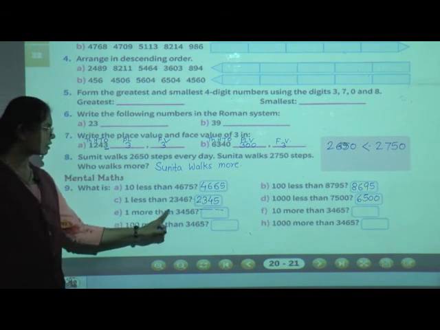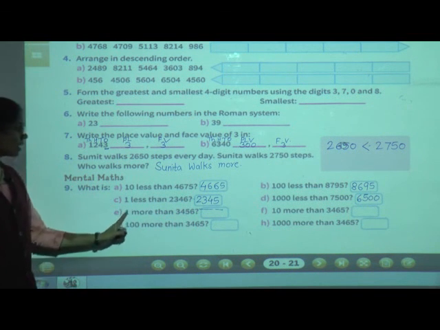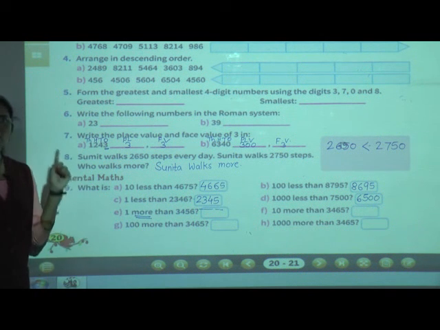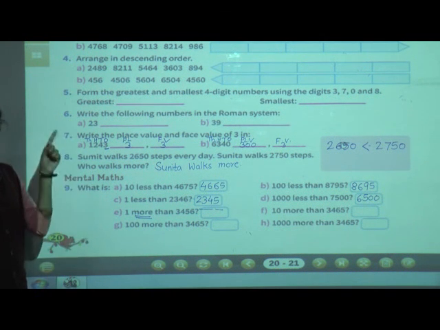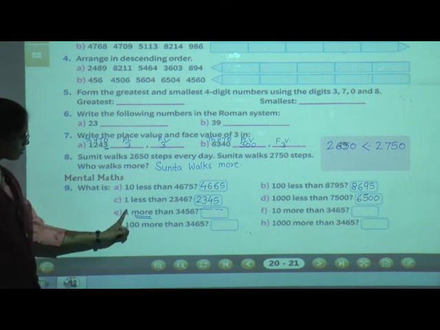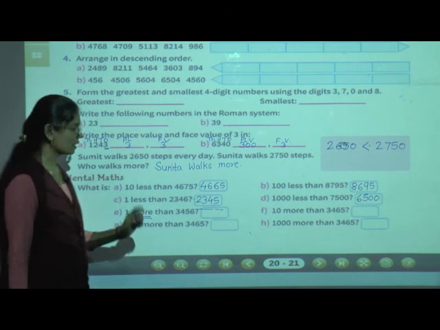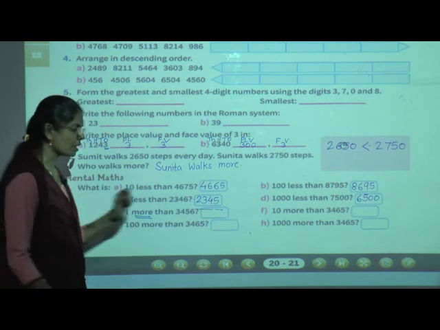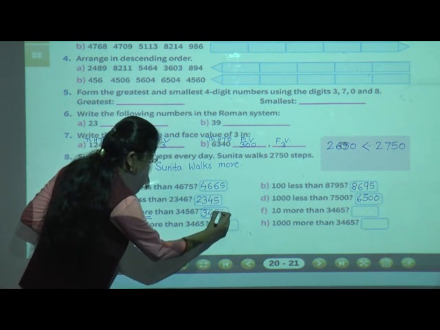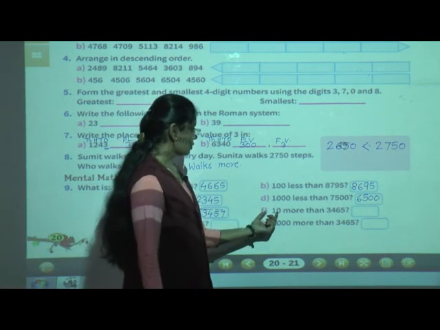Now see this A question. 1 more than 3456. Here the word more is there. More means you have to add. You have to do the addition. How many? Add 1. So do the addition. 3456 plus 1. If we add 1 in this number, then we will get the answer 3457.